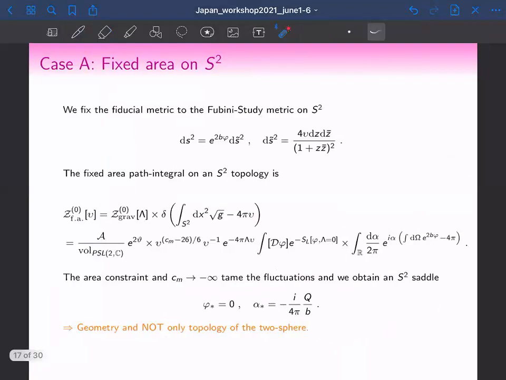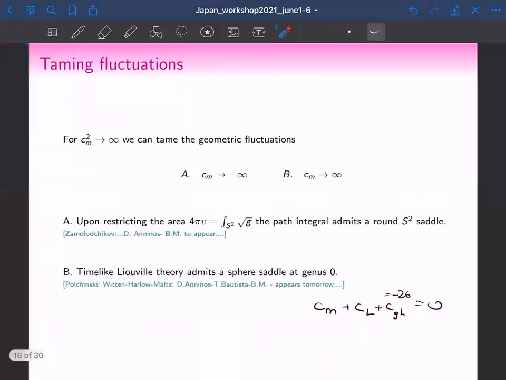Perfect. But for the time being, I will focus on case A. I have some slides at the end which will also discuss case B. The reason I'm focusing on case A is that I've been talking so much about the matrix integral. The big positive thing about case A is that we have a round 2-sphere saddle, a Euclidean dS2 saddle. But case A also has a matrix picture. So we also have a microscopic picture for case A. That's why I'm going to focus on case A for now.